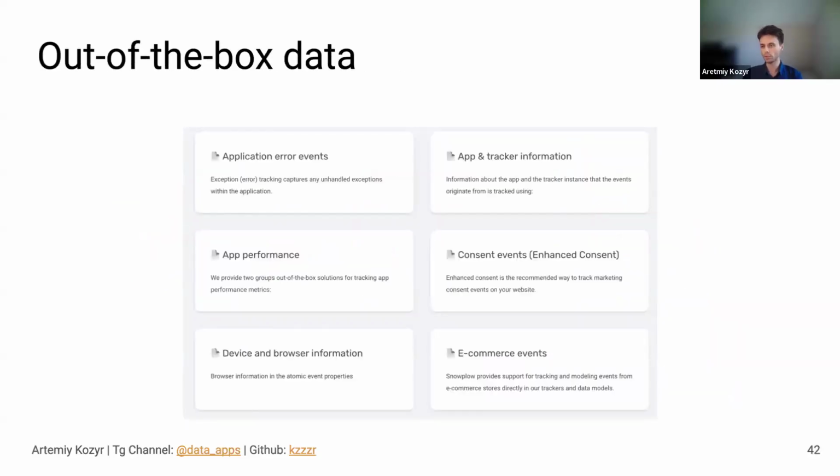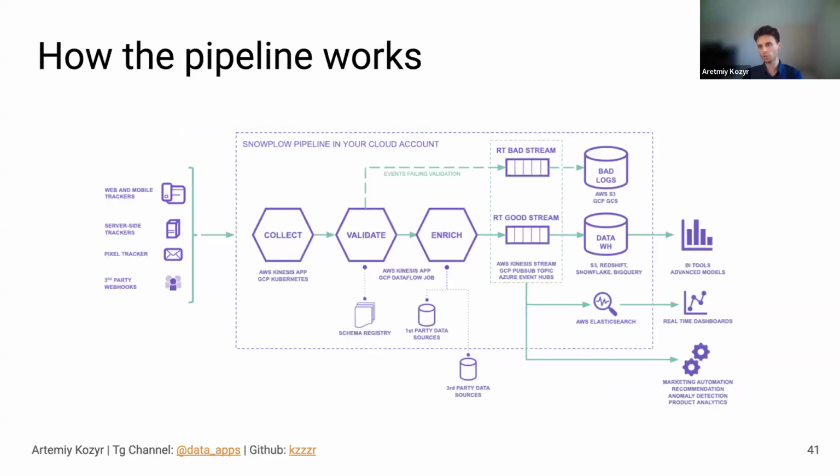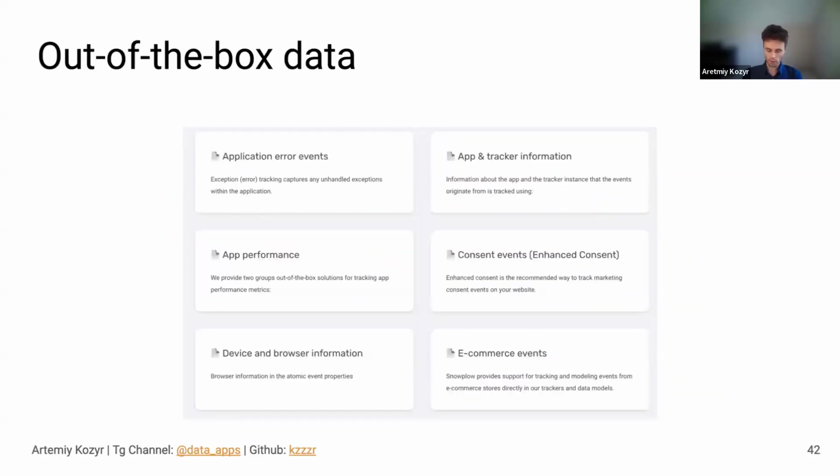So yeah, we'll proceed to the hints also, but as I've mentioned, you would need two kinds of streams to ensure all of the tracked information is being processed the correct way. So out of the box, you get built-in events like e-commerce events, app tracker information, app performance, device and browser information.